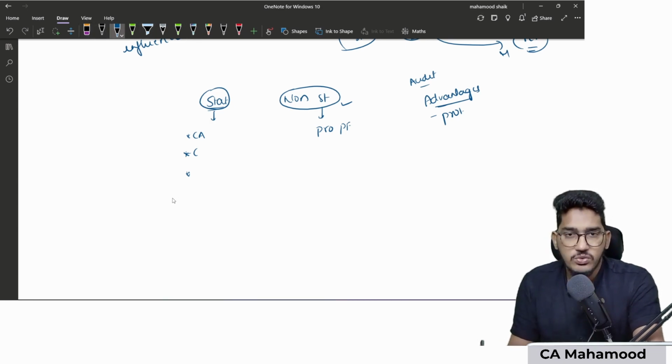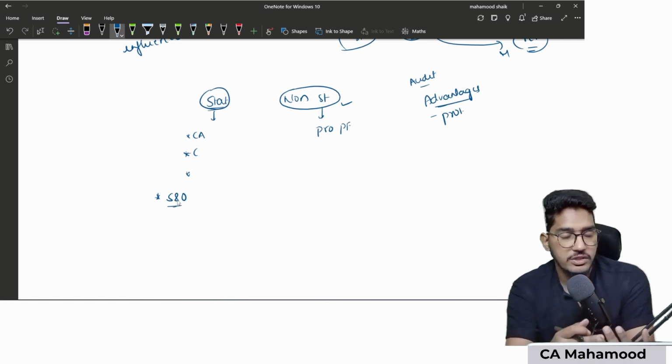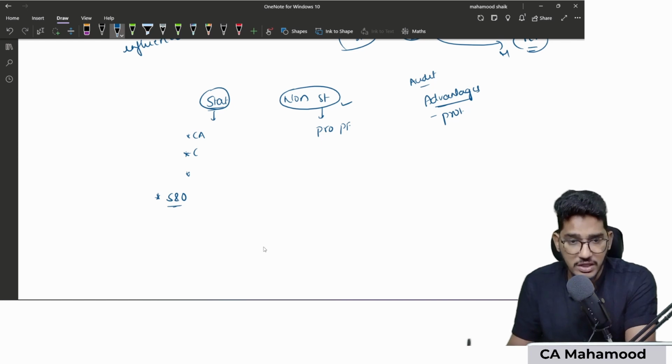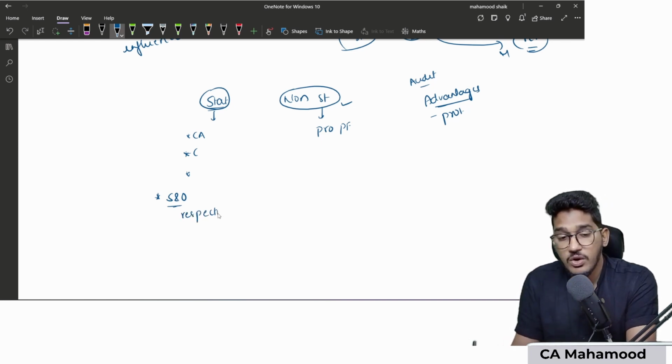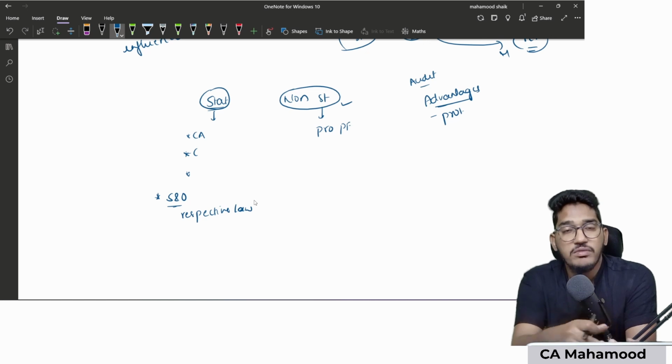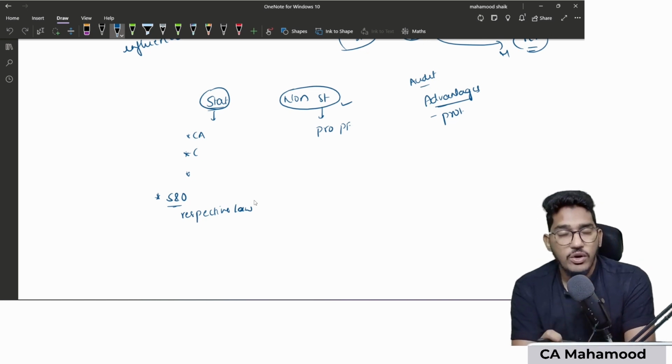Now, a few more points to differentiate between the statutory audit versus non-statutory audit. In the case of statutory audit, scope, objectives, that is what are the duties of the auditor, what are the rights of the auditor, what are the duties of management, what are the rights of management, all these things will be decided under the respective law. That means under whatever law the audit has been made mandatory, the same law will even tell you what all will be your duties and responsibilities.